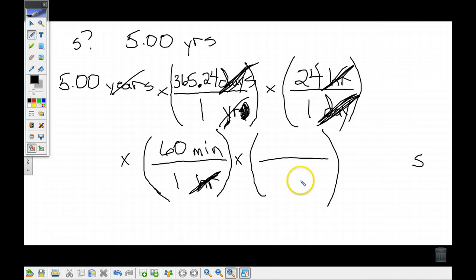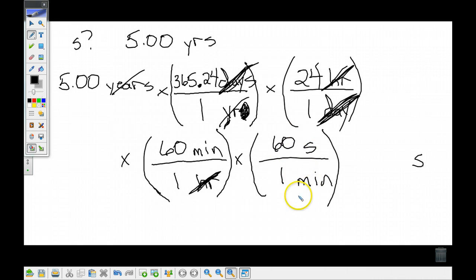I hope you now see what needs to go on the bottom. I don't want an answer in minutes. I want an answer in seconds. I need to get rid of that minute. Put it on the bottom. It will disappear. I guarantee it. Because how do you know a smaller unit of time that you know how many are in a minute? Well, I hope you know how many seconds are in a minute. It's 60. And there's 60 seconds in 1 minute.